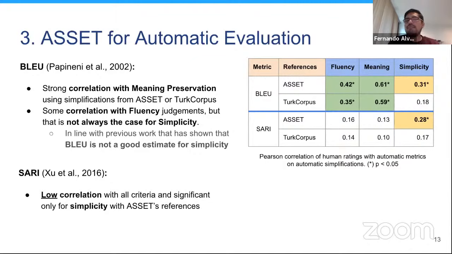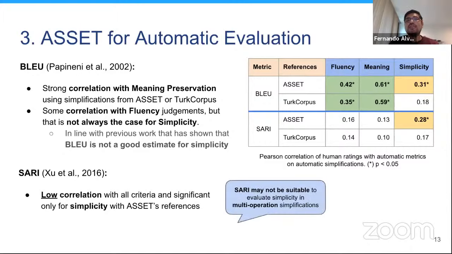Now, why does this happen? Well, when SARI was developed, they measured it using only instances of simplification where lexical paraphrasing was the only operation performed, not when multiple operations had been performed. So this may tell us that SARI is not suitable to evaluate simplicity when multiple operations have been performed in the sentences. So you need to be very careful when you use that metric to measure the quality or the simplicity of your output, and just use it when the simplifications were produced only with lexical paraphrasing. In multiple operations, that shouldn't be used. And yeah, that's a word of caution, basically.